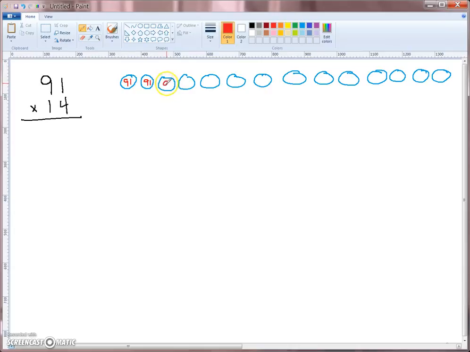Okay, so this is a visualization. There's 14 groups, I'm going to write their number up on here. 1, 2, 3, 4, 5, 6, 7, 8, 9, 10, 11, 12, 13, 14. There's 14 groups of 91.